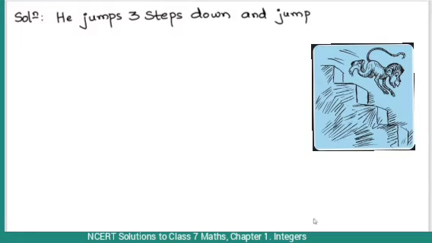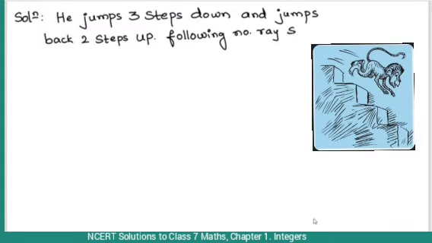Solution. The monkey jumps 3 steps down and jumps back 2 steps up. Monkey, what does he do? He jumps 3 steps down and jumps back 2 steps up. The following number array shows the jumps of the monkey. So you can solve it by number array or by steps.